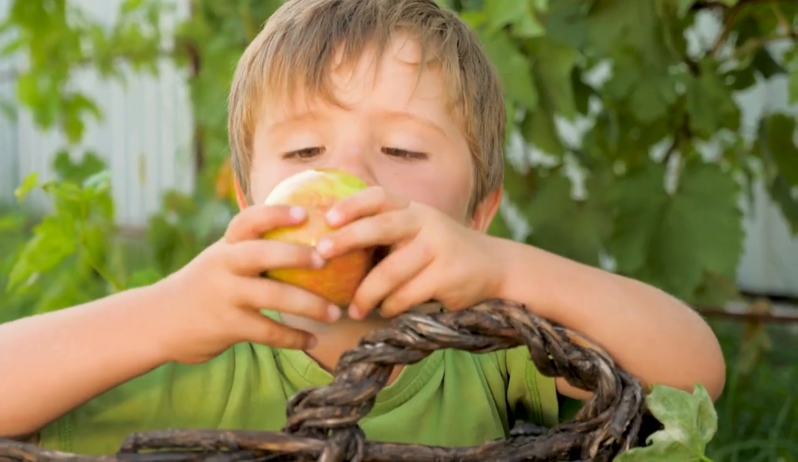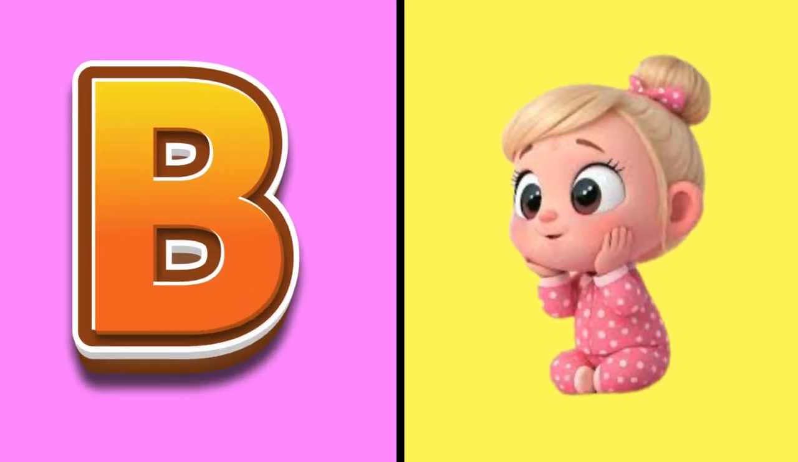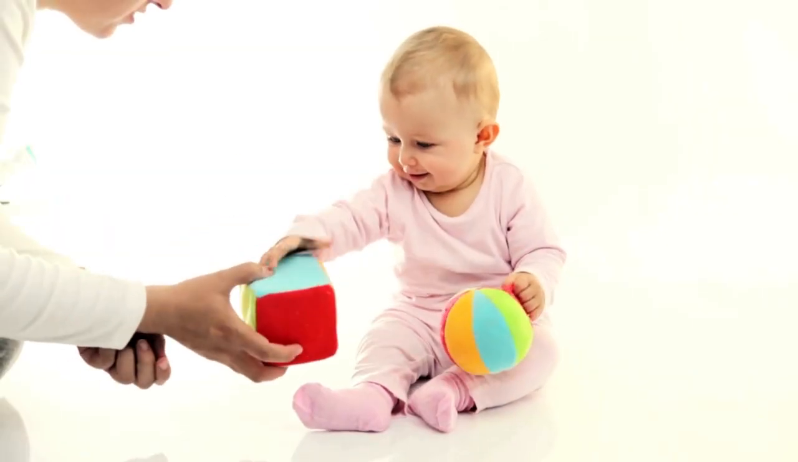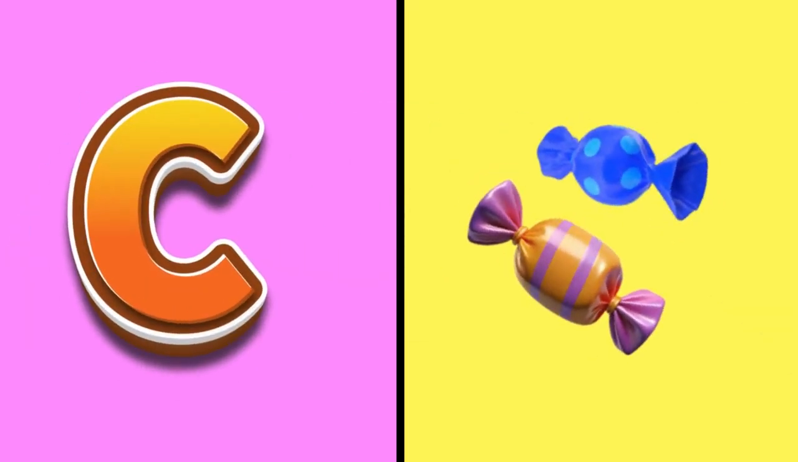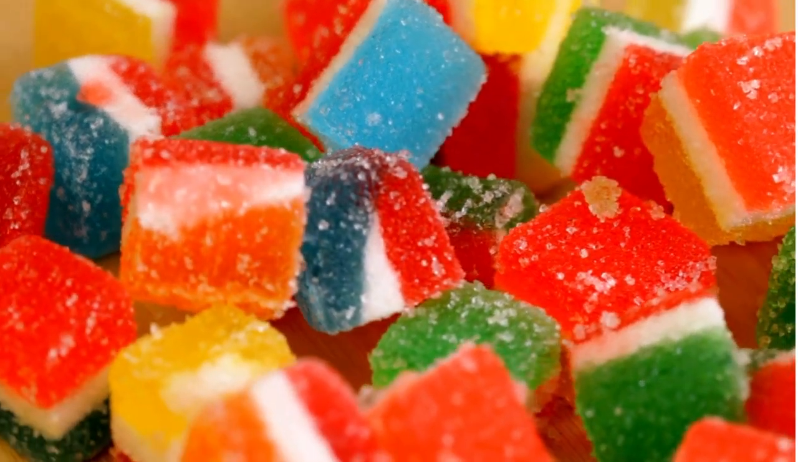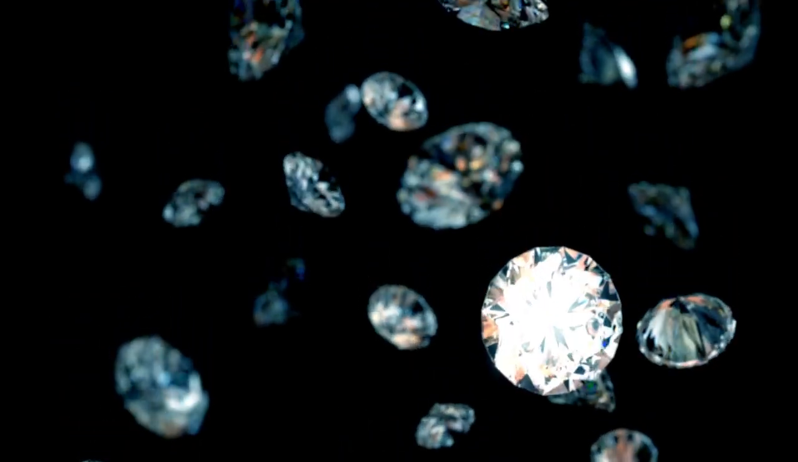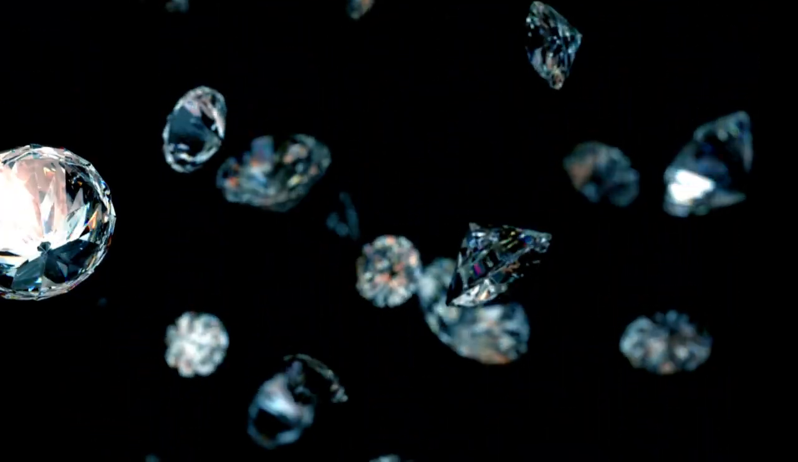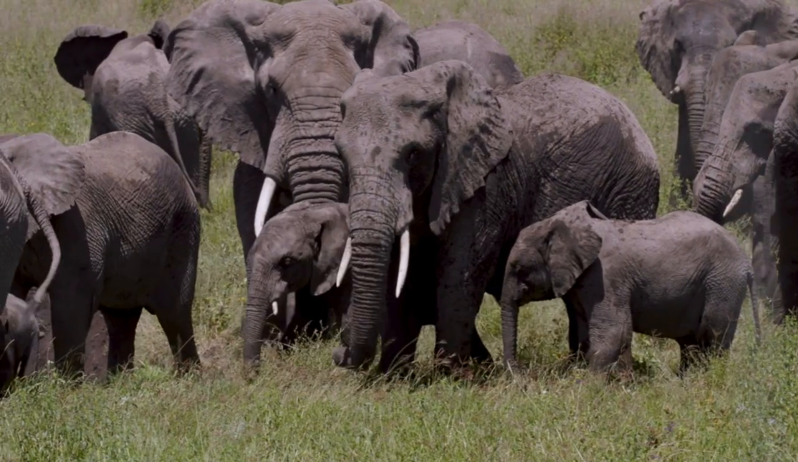An apple, apple. B is for baby. B, baby. C is for candy. Candy. D is for diamond. D, diamond. E is for elephant. E, elephant.